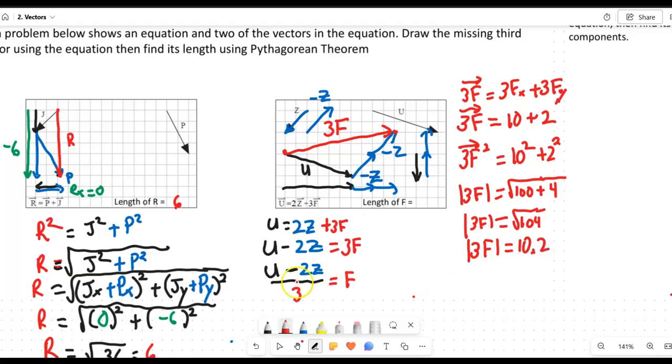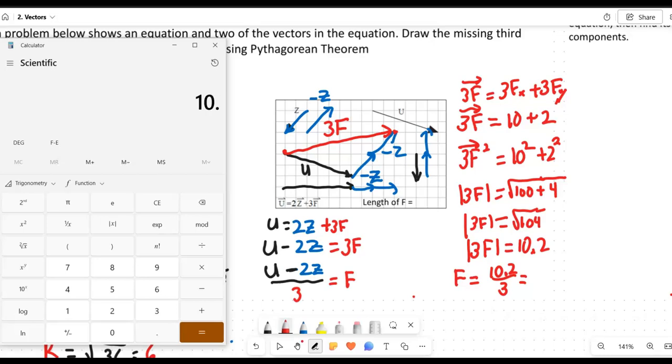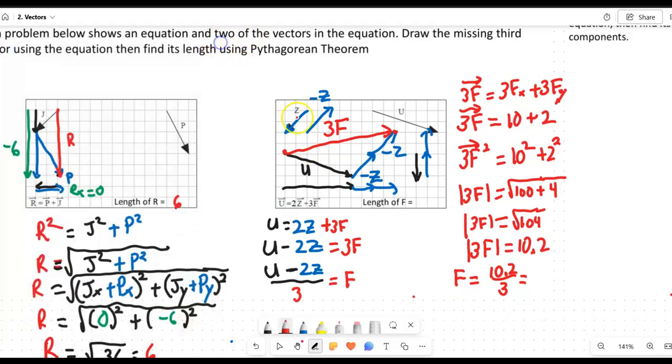Now the question is asking you to find the length of f. So we're going to take 10.2 and divide it by 3. I think this is the most efficient way to do these problems. So 10.2 divided by 3 is 3.4. So this is going to be 3.4. Okay.